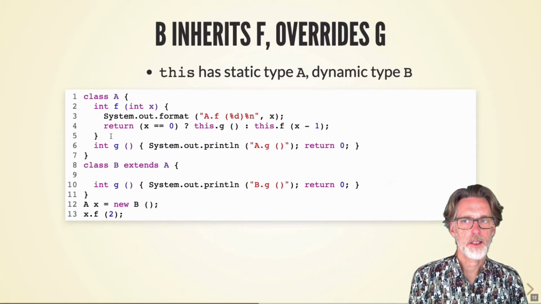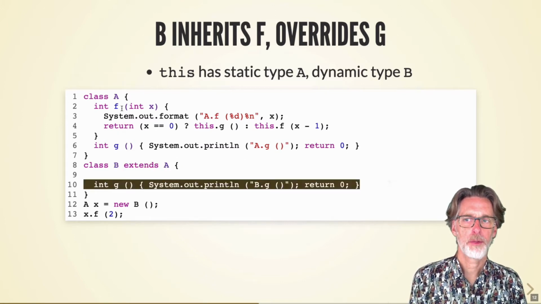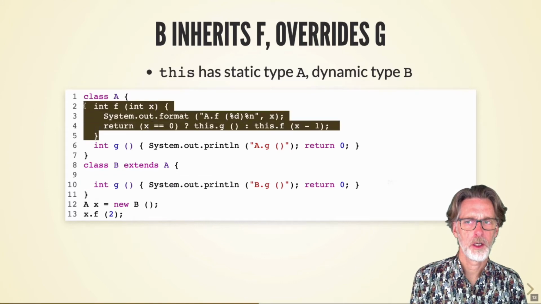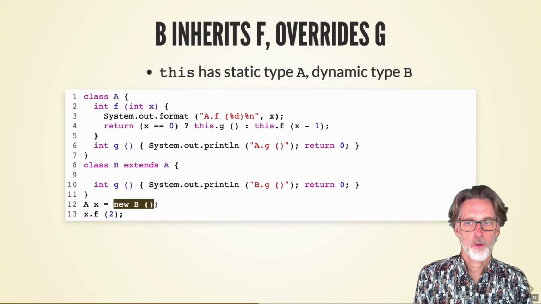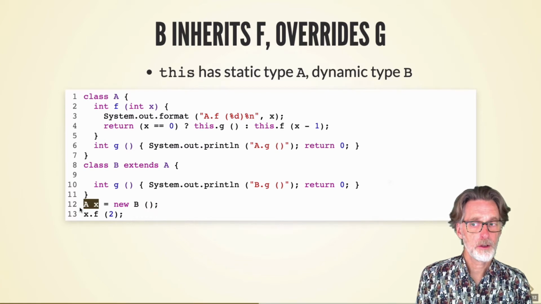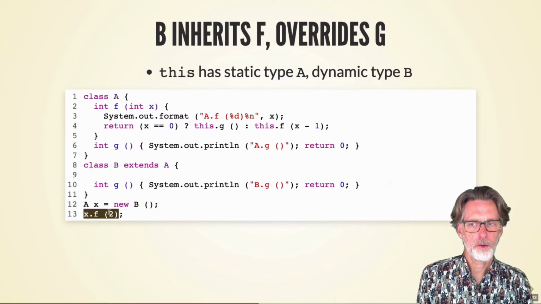So let's now extend the animal class here with a bird. And my bird here is going to override one of the two methods. I'll override g on line 10, but I'm going to leave f alone. So f is an inherited method for birds. On line 12, we'll create a bird and then store that in a variable of type animal, and then we'll invoke the function f. So what does this do?